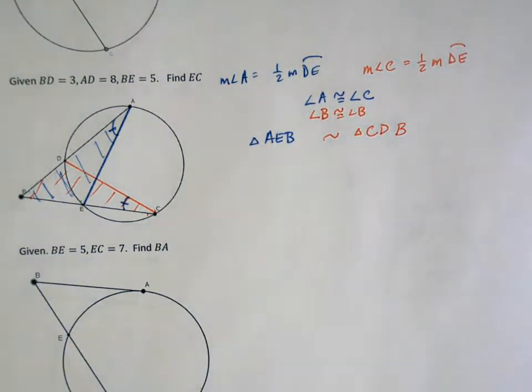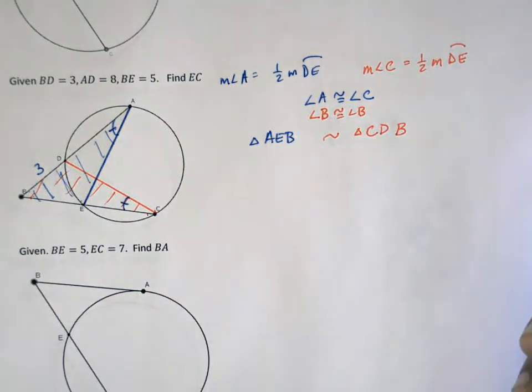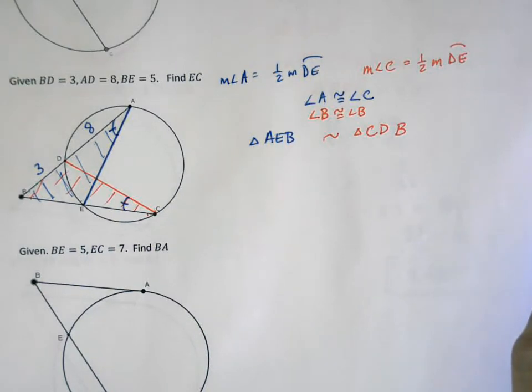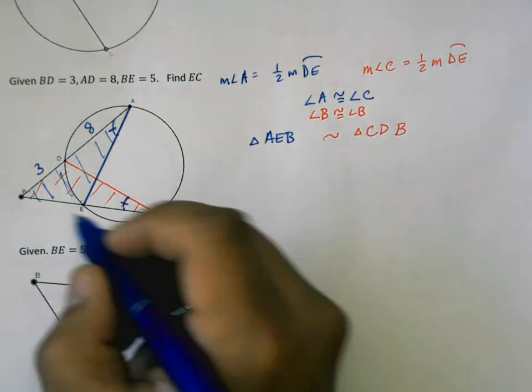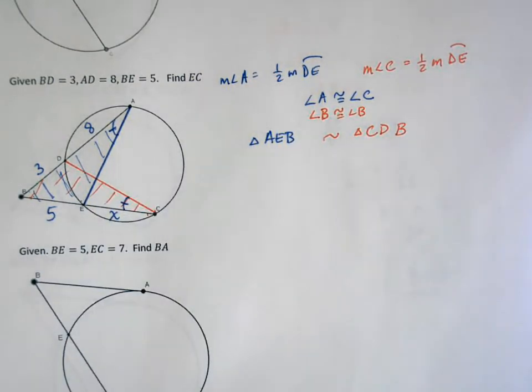And then from here on out, we can fill in some of the givens that we have, and then solve for whatever is left. So BD is 3. AD is 8. And BE is 5. And EC is this length here. That's the thing we're looking for.